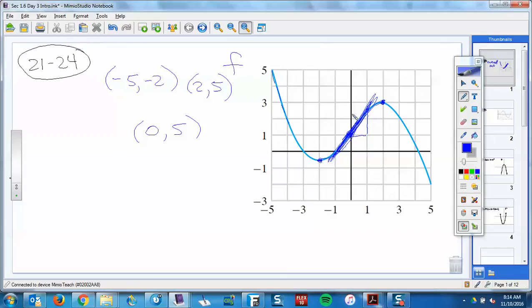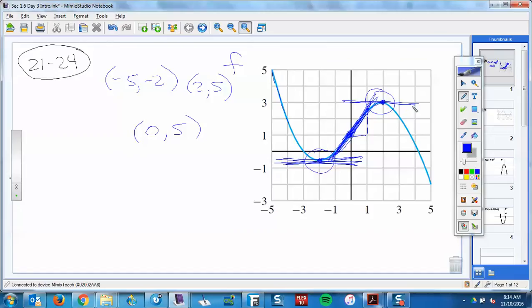So what are the... What do these mean? What do they mean for F prime? Well, this is F, so F prime would be the slope at these points. So is that just like a flat point?